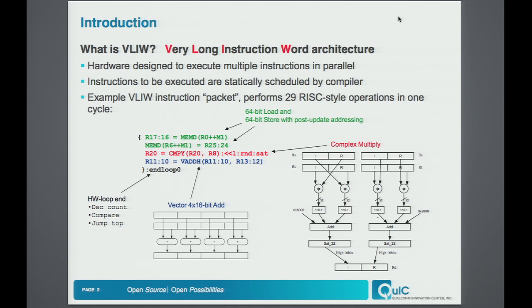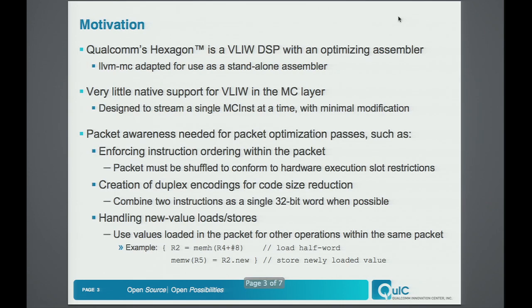I've got an example of a VLIW instruction packet for Hexagon up here. There are 4 operations, they're encoded in brackets, and the idea is that all these instructions get executed at once, in parallel. And so why do I care?